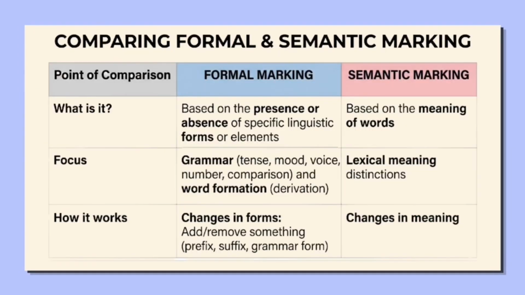And this table compares the two types clearly. Formal marking is based on the physical presence or absence of specific linguistic forms, like prefixes or suffixes. Its focus is on grammar and word formation. Semantic marking, however, is based solely on the meaning of the words and lexical distinction. Simply put, formal marking changes the physical shape of the word, while semantic marking changes its underlying meaning.